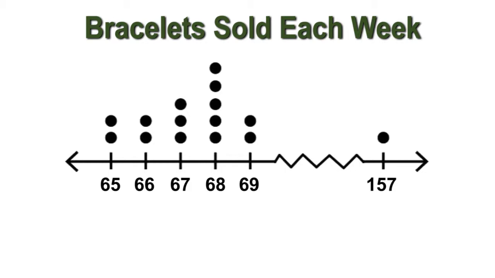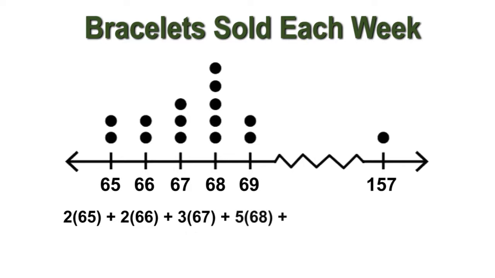We can find the mean by adding up the number of bracelets sold and then dividing by the number of data points. We can use what we have learned earlier this year in writing expressions and equations to compute the sum of all of the data points. We have 2 groups of 65 plus 2 groups of 66 plus 3 groups of 67, 5 groups of 68, 2 groups of 69, and 1 outlier of 157.